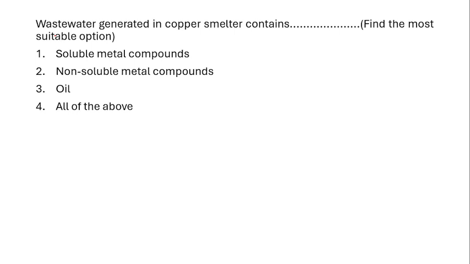Wastewater generated in the copper smelter contains. So the copper smelting industry is another type of industry where oxide ores or sulfide ores are used to produce copper. During the extraction and purification of the ores, a lot of components are released from it. One of the major components is the sulfur oxides, right? Here they are asking what the wastewater generated in the copper smelter industry contains. So it includes all of these materials. It can contain the soluble metal compounds, non-soluble metal compounds, as well as oil. So the right answer is all of the above.